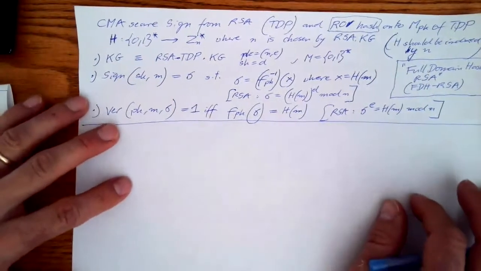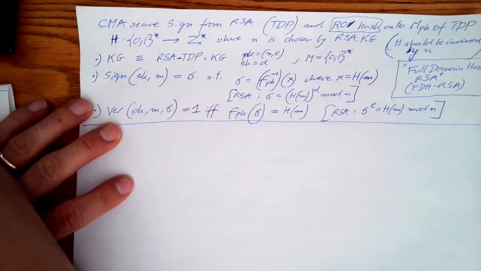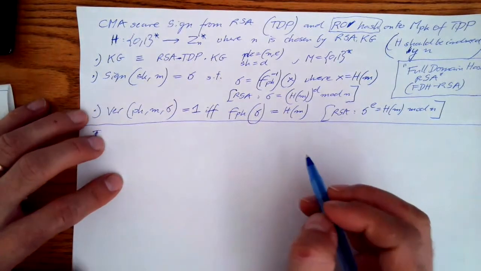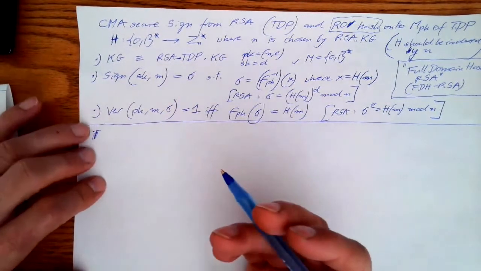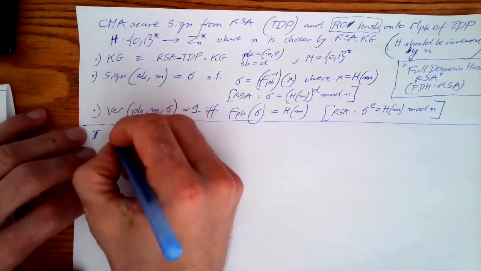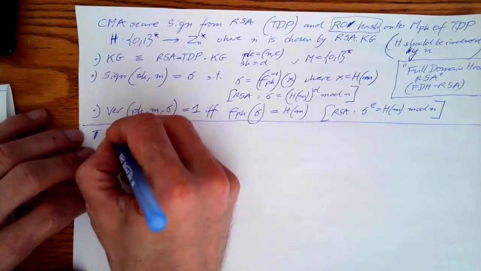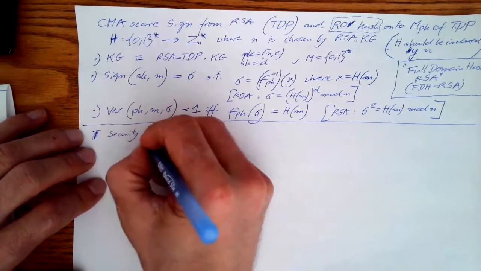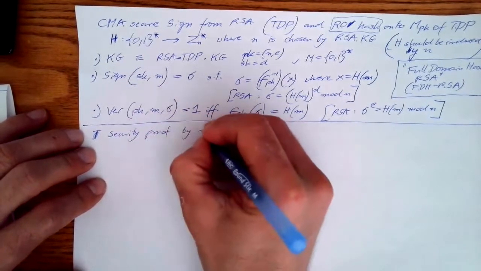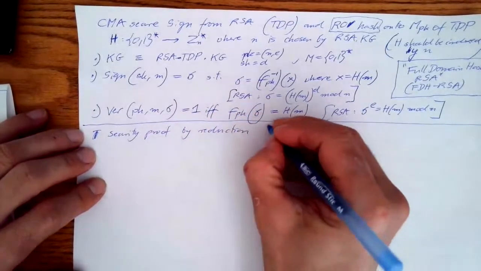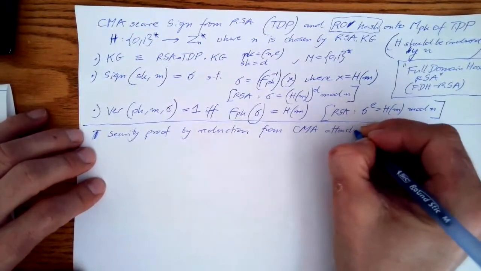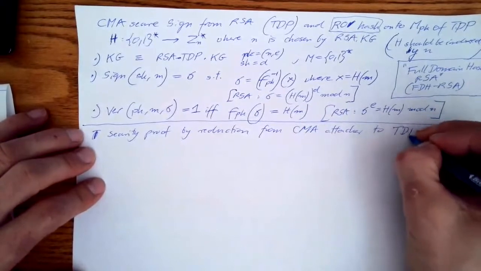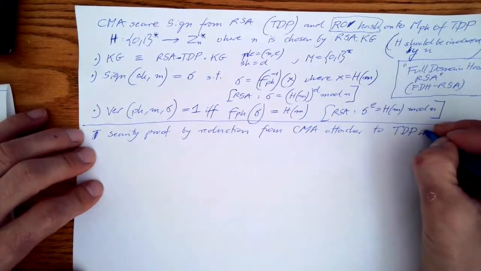So these are intuitions. We see that these attacks no longer work. Okay, but how about the proof of security? Security proof by reduction from CMA attack to trapdoor permutation inversion break.